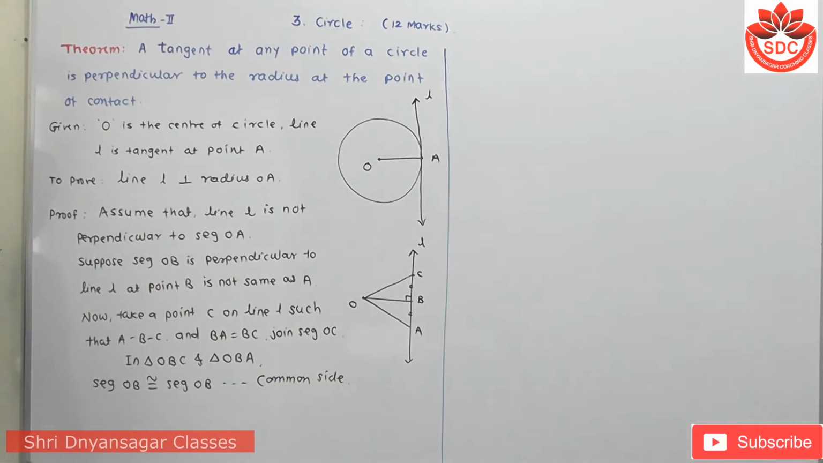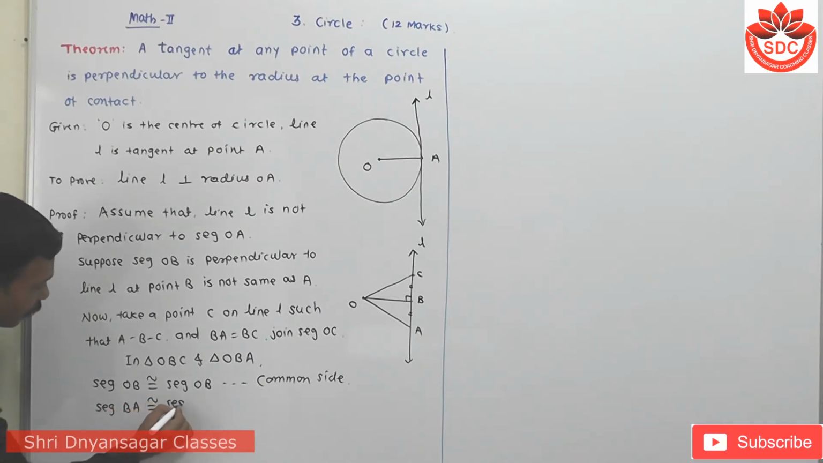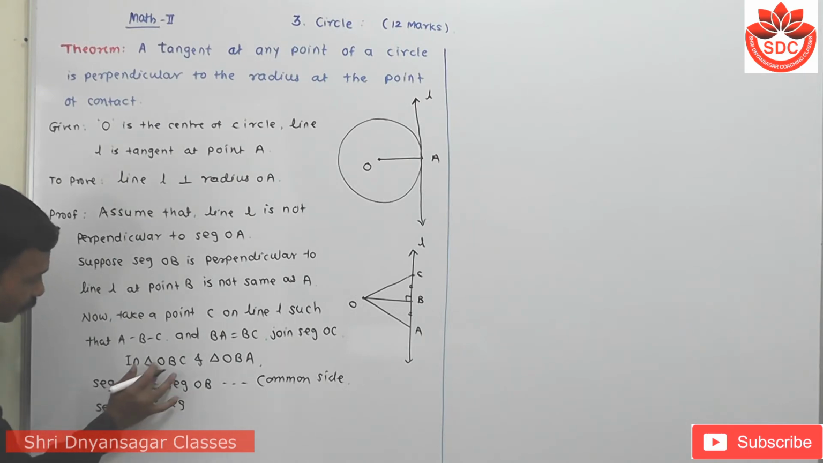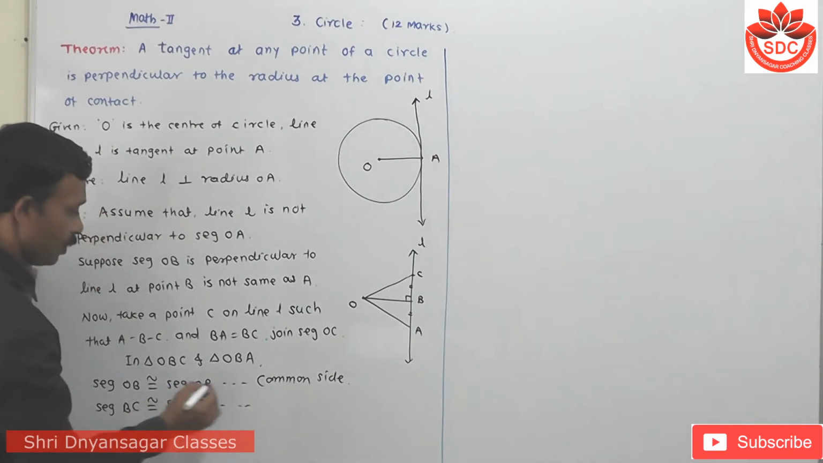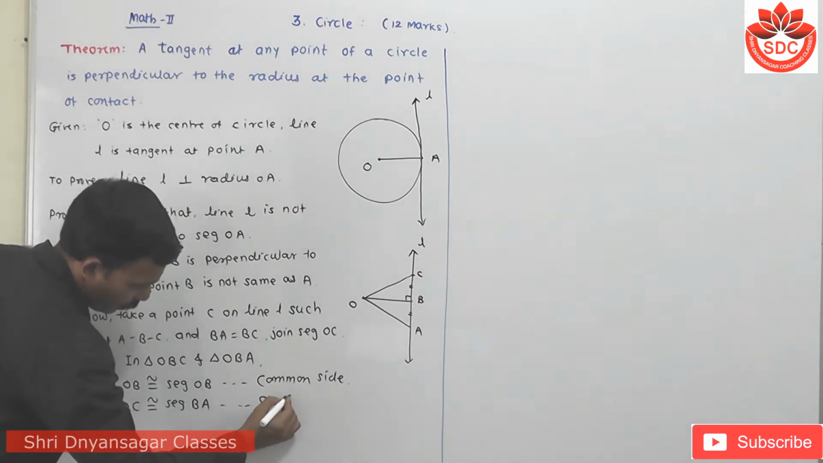Then the next one is, suppose we take segment BA is congruent with segment BC. First I will write here BC, because we take triangle OBC. BC is congruent with segment BA because by construction.